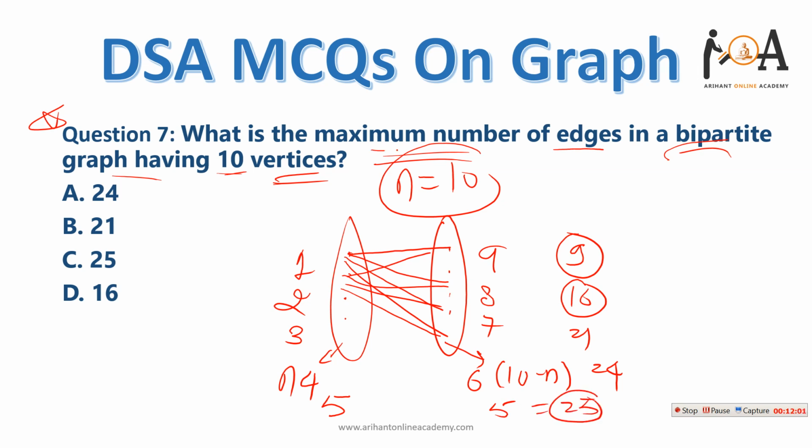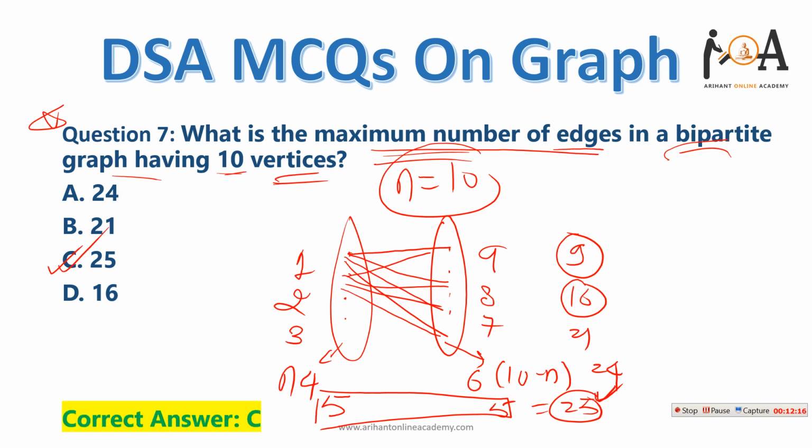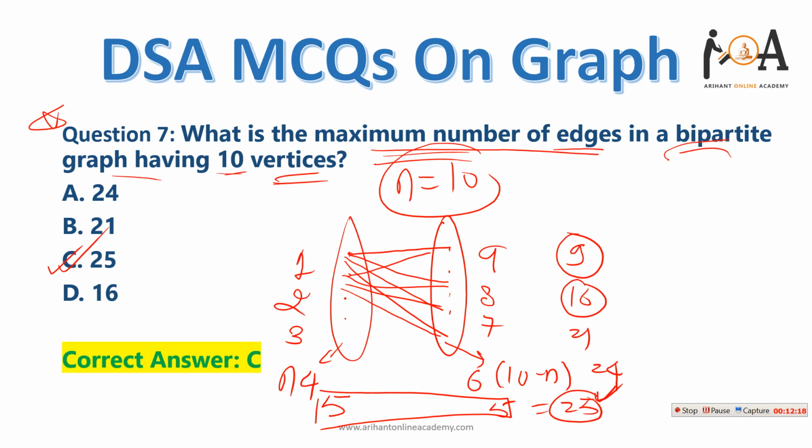So for the maximum number of edges, if I go with 6, then the repetition will be there. So 5 into 5, that is 25 maximum edges I may get, if I use 5 vertices in both sets of the bipartite graph. Okay, so I think the concept should be clear to you. Option C is the correct answer.